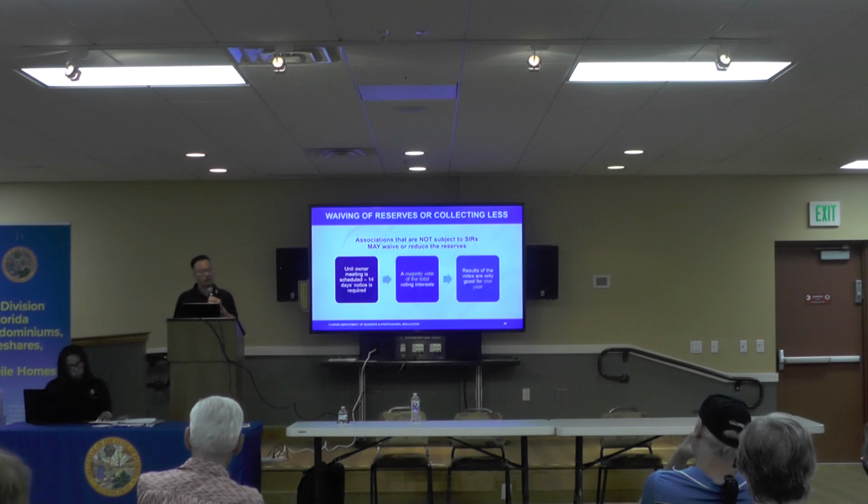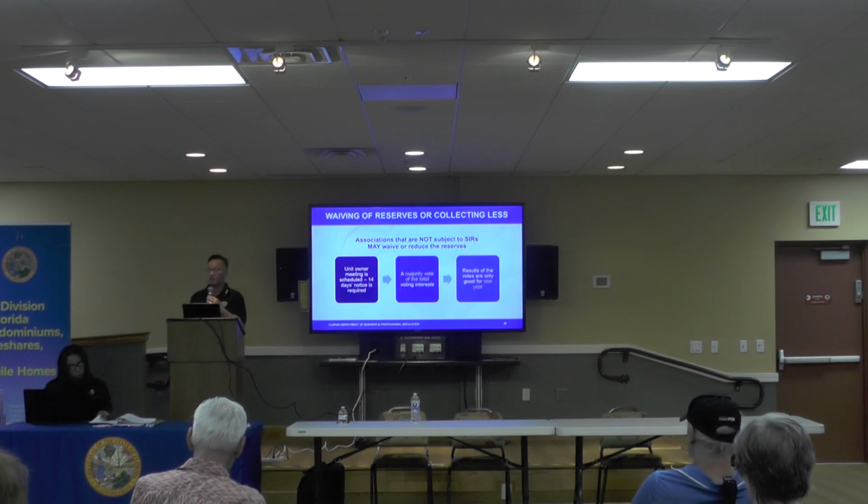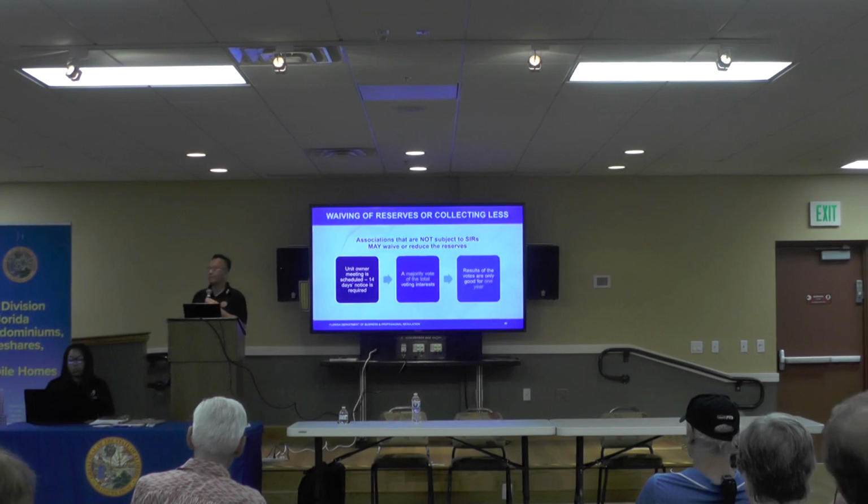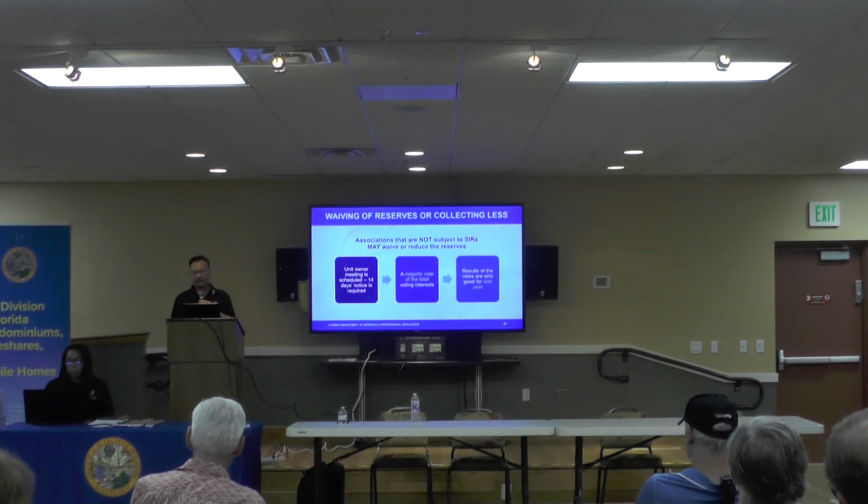An agenda is included with the notice and is either mailed, hand-delivered, or electronically transmitted to unit owners. It must be posted conspicuously on association property at least 14 continuous days prior to the date of the meeting. Quorum must be met at the unit owner meeting. For each year you want to waive or reduce a reserve, you must obtain a majority vote of the total voting interest at the meeting by those present or by limited proxy. This vote only applies for 1 year.